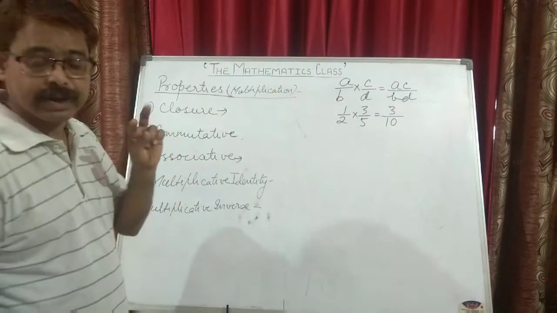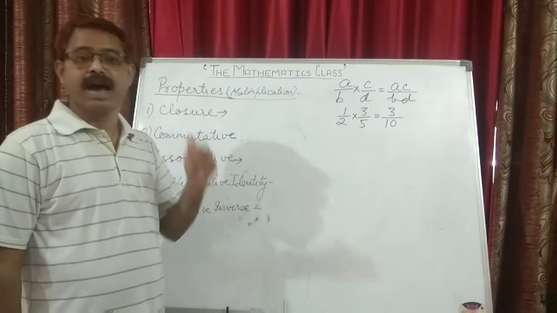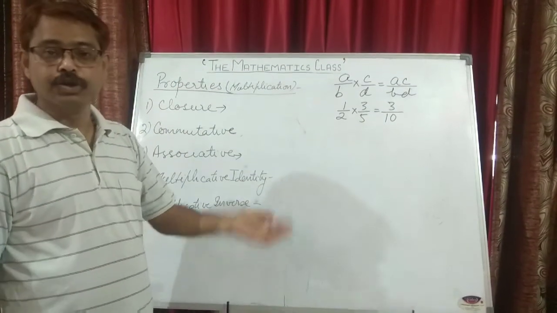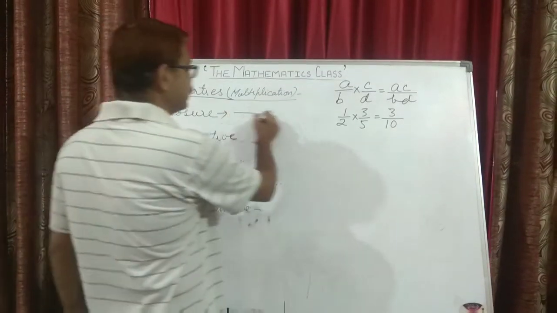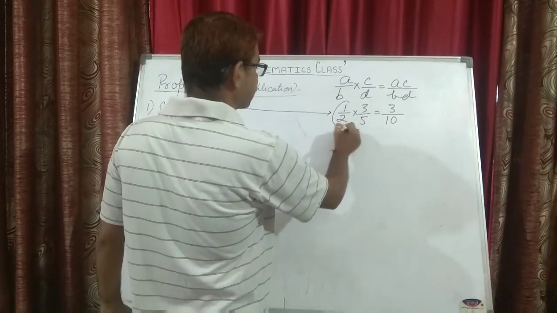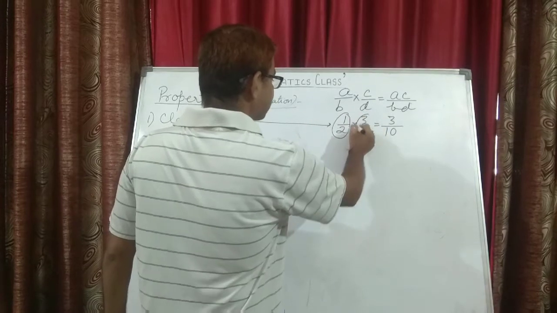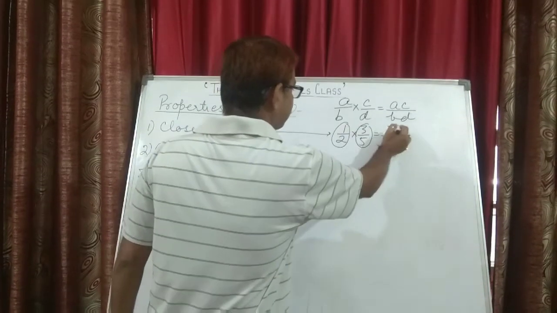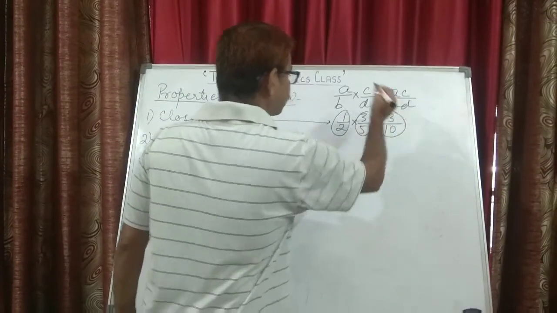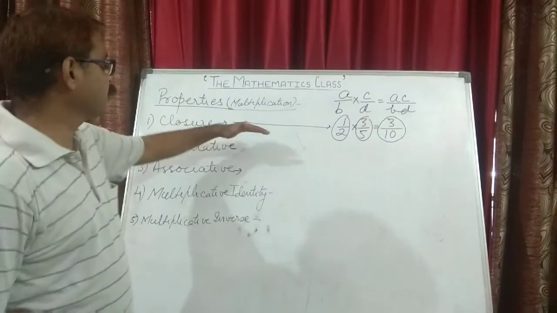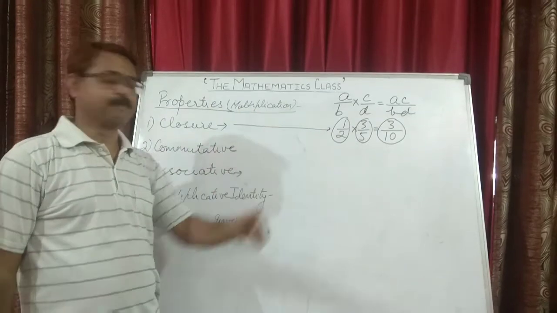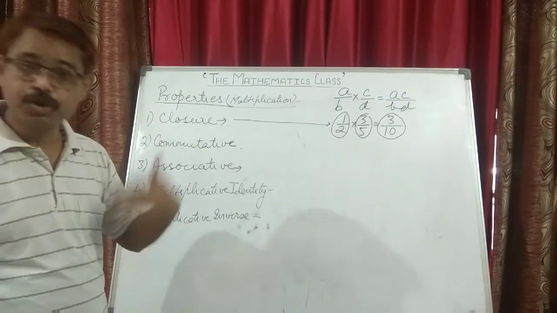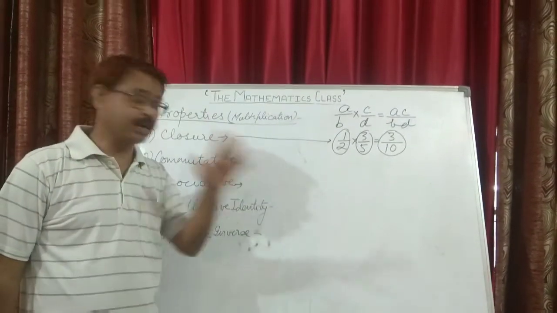Now, what is a closure property? Again, if there are two rational numbers and they are multiplied, you will get back again a rational number. You can see this. This was a rational number 1 upon 2. Second rational number 3 upon 5. They are multiplied. You are getting one more rational number 3 upon 10. Means multiplication follows the closure property, or the closure property holds good in multiplication for rational numbers.